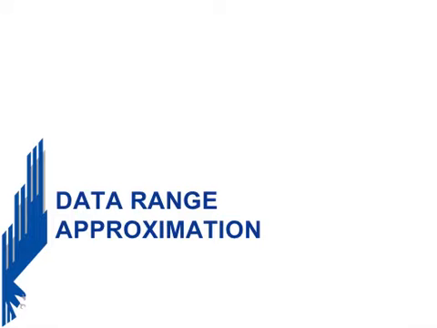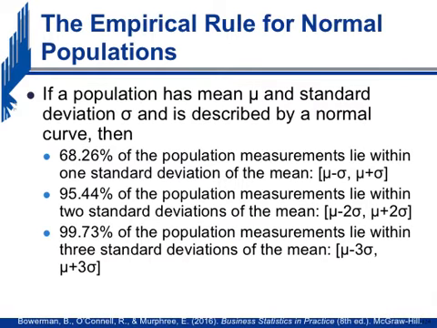Now we proceed to computations that describe ranges of datasets. Certain ranges of datasets can be interpreted using different concepts. First, we have the empirical rule for normal populations. The empirical rule for normal populations states that if you have a normally distributed dataset, then the interval one standard deviation to the left and to the right of the mean contains 68.26% of all the numbers in the dataset.